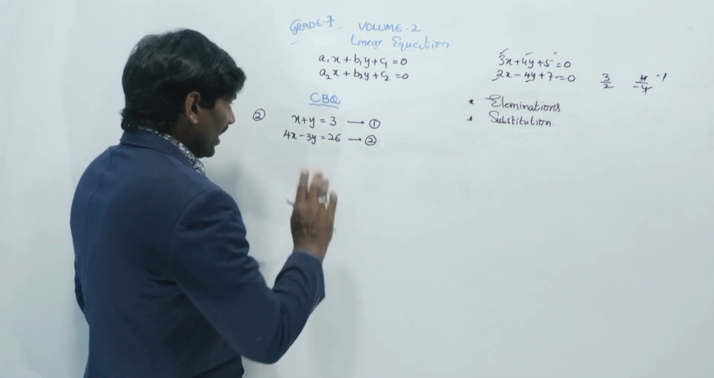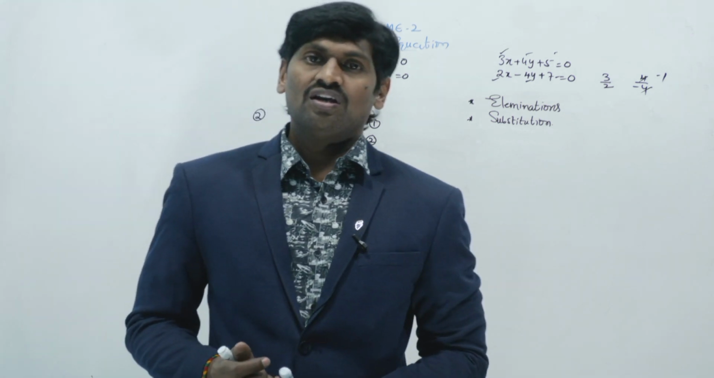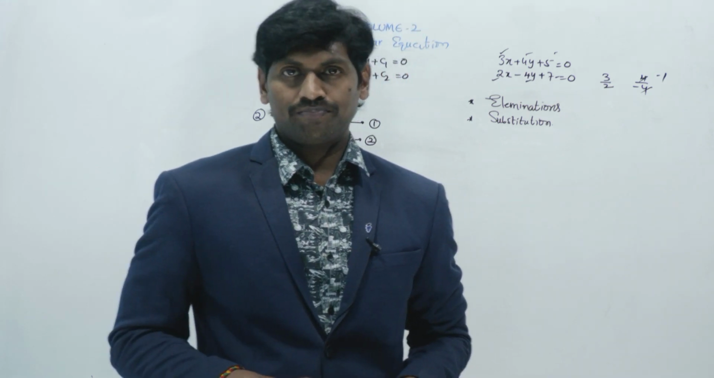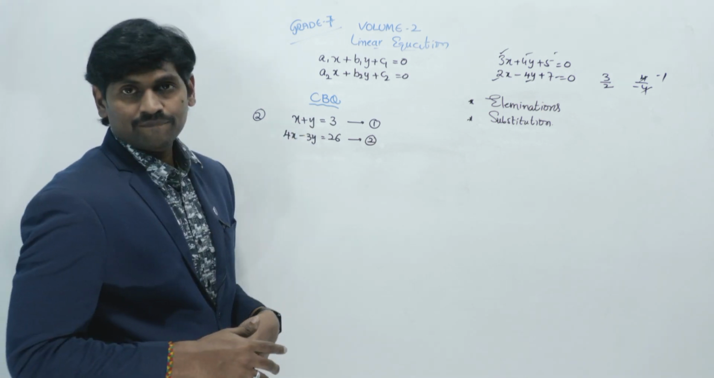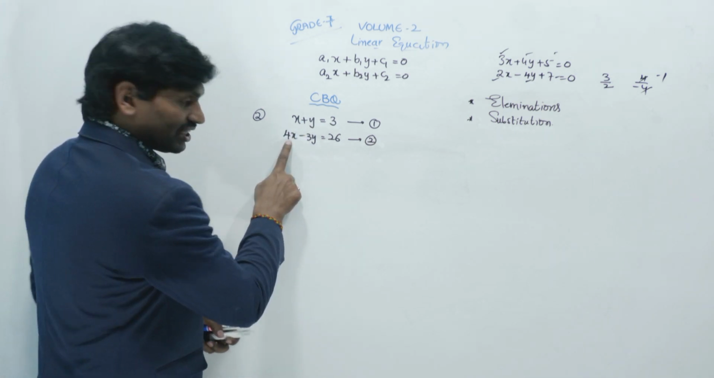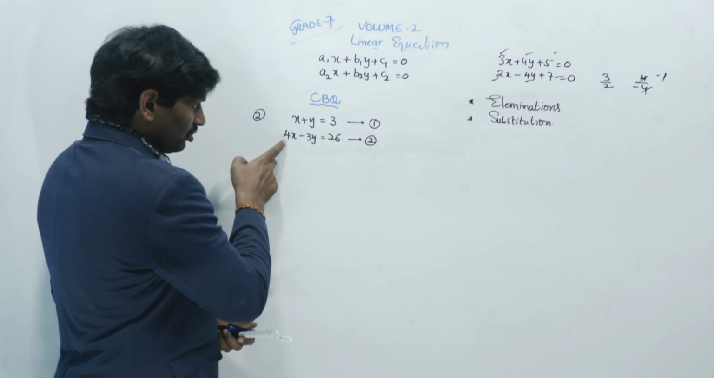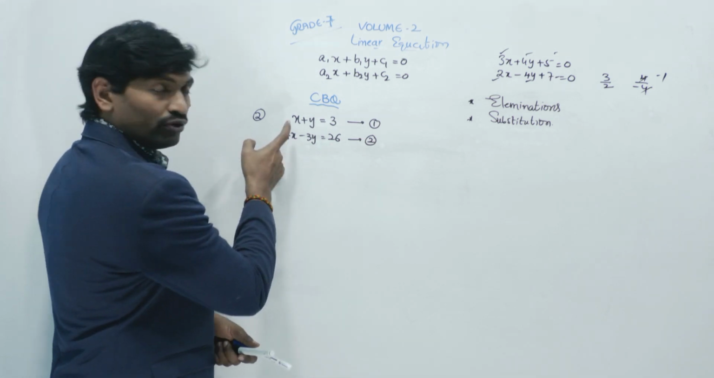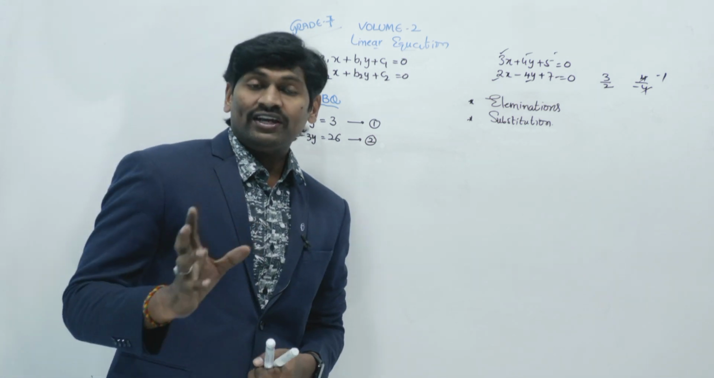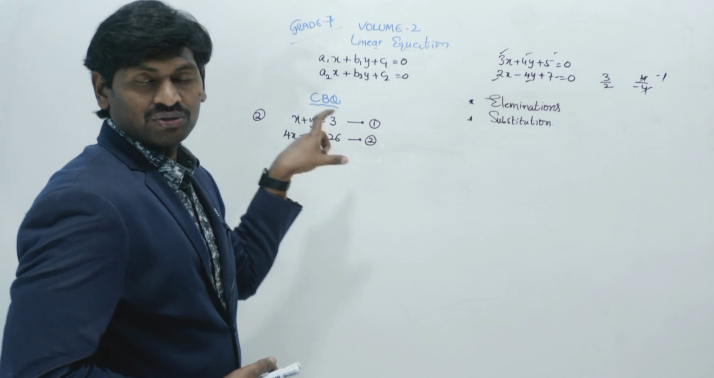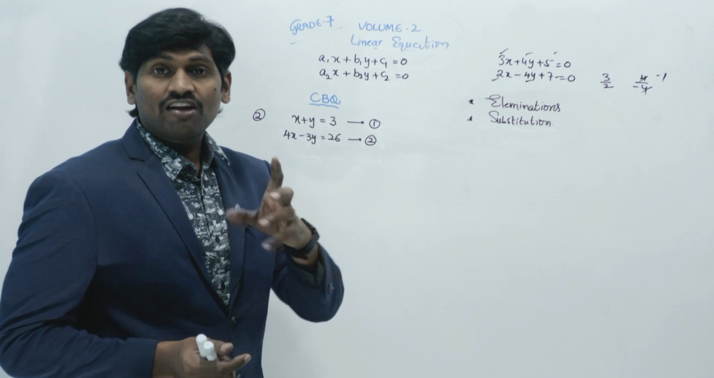That means we have to check that the y coefficients must be the same. Here in equation 1, the x coefficient is 1 and the y coefficient is also 1. In equation 2, the x coefficient is 4 and the y coefficient is minus 3. I need to find the x value, so I am trying to equate the y coefficients.